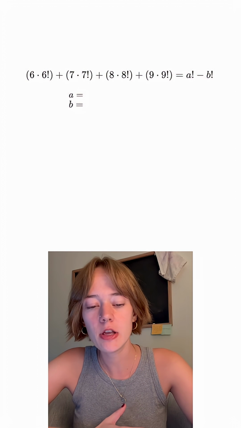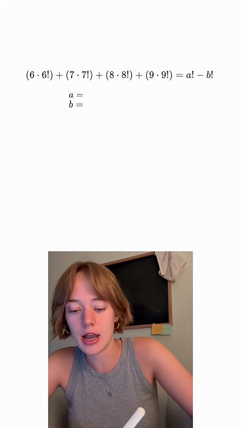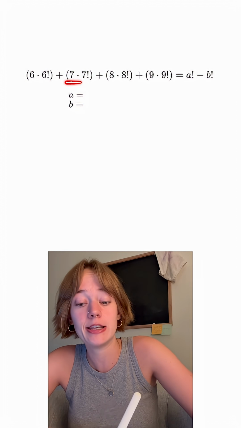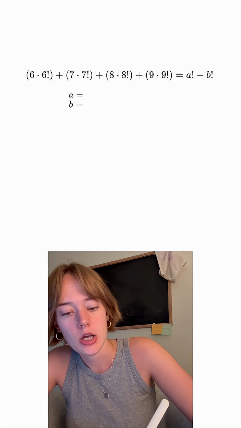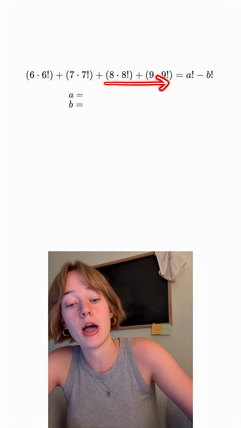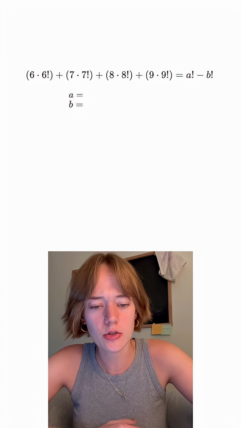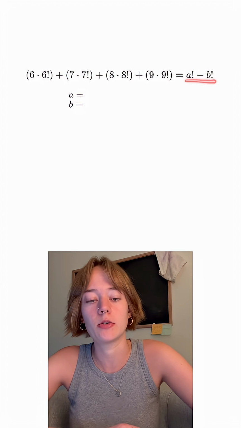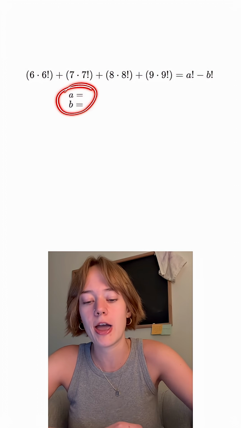This problem has kind of a unique construction, right? It's saying that 6 times 6 factorial plus 7 times 7 factorial plus, you kind of see this pattern, all the way through 9. And apparently this is equal to a factorial minus b factorial, and we want to figure out what the values of a and b are.